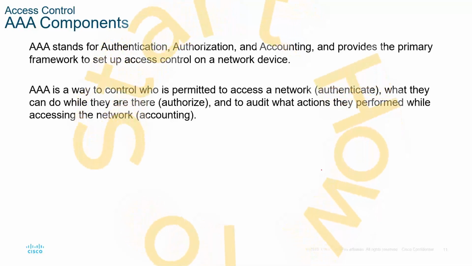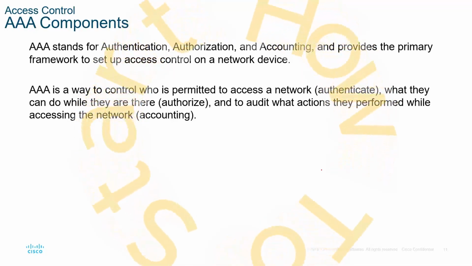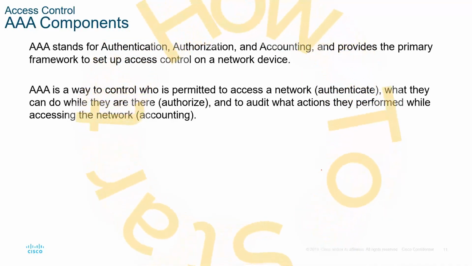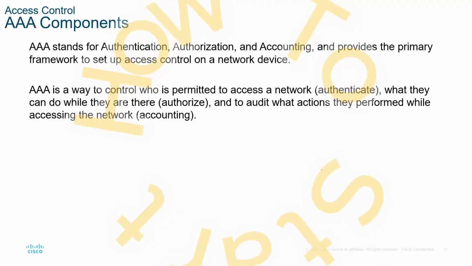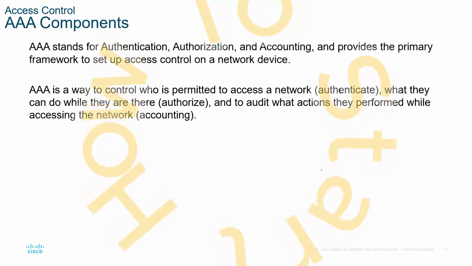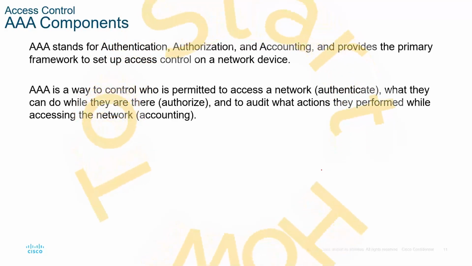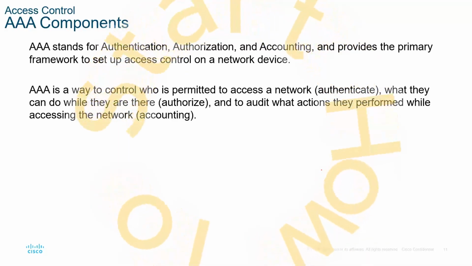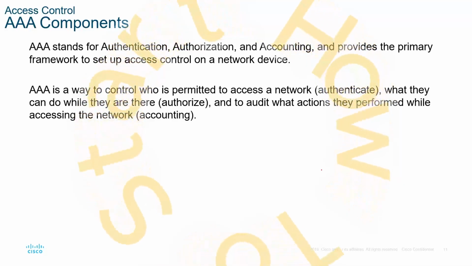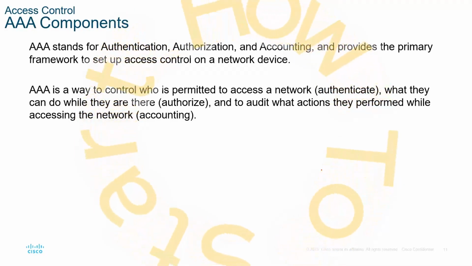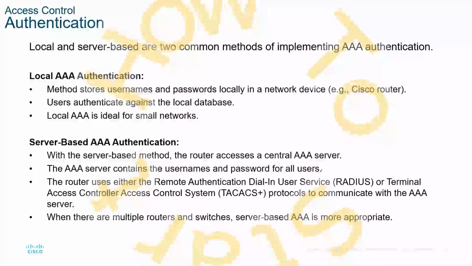That's where our AAA comes into play. This is authentication, authorization, and accounting, which provides the pillar or the framework of basic access control. That means understanding who is allowed access, authentication, what are they allowed to do, authorization, and what are they doing, accounting. Those are the three main pillars of our access controls.